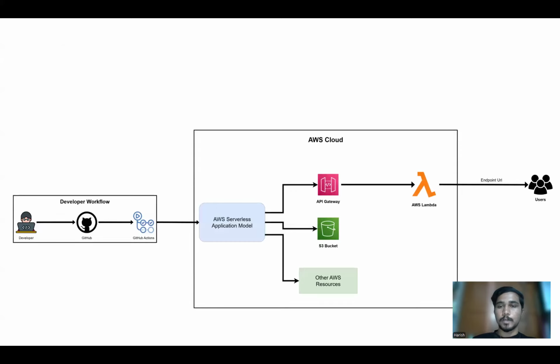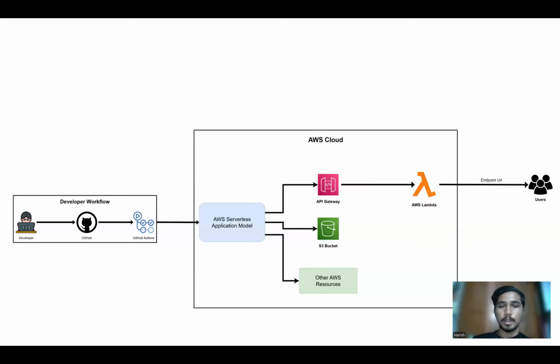So here you can see this is the workflow which we are going to follow. First one is the developer workflow. A developer writes and commits code to a GitHub repository, and then GitHub Actions automates the CI/CD pipeline, building, testing, and deploying the serverless application. And then AWS cloud deployment will be done.